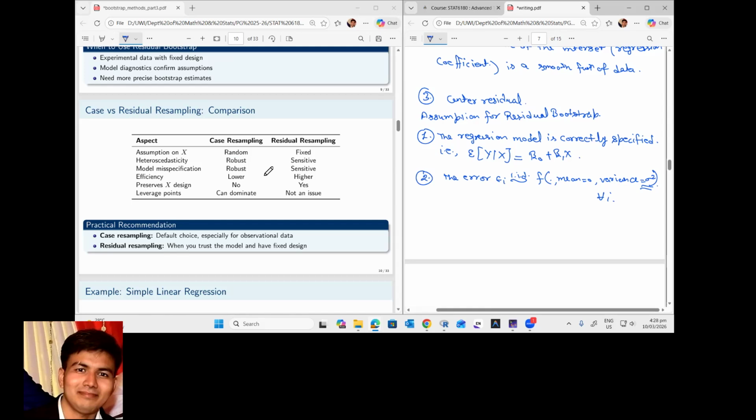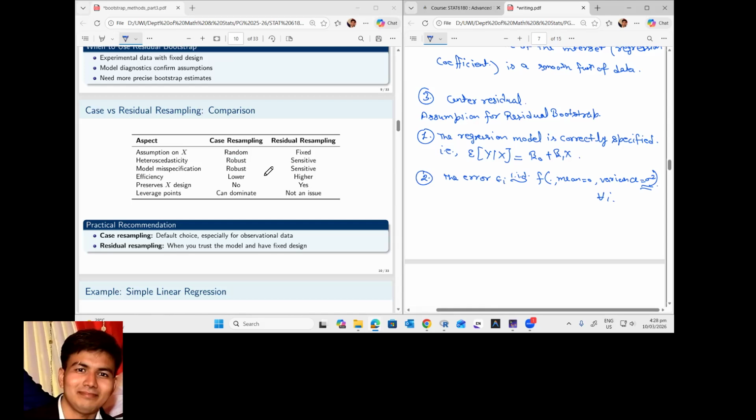Efficiency: the efficiency of the case resampling is lower compared to the residual, okay, because in the case resampling we are not giving any weightage to the error term. For preserving the x design, there is no need to fix the x design in the beginning in the case resampling, but in the residual resampling you need to fix it, okay.